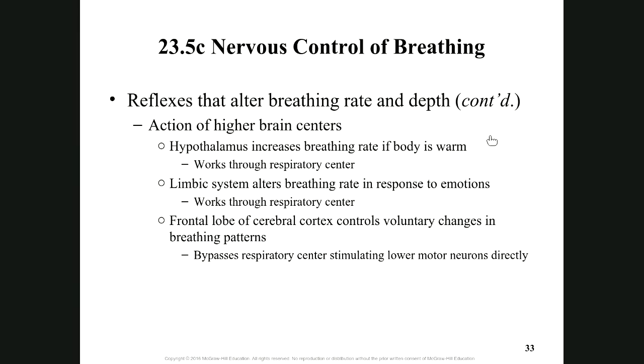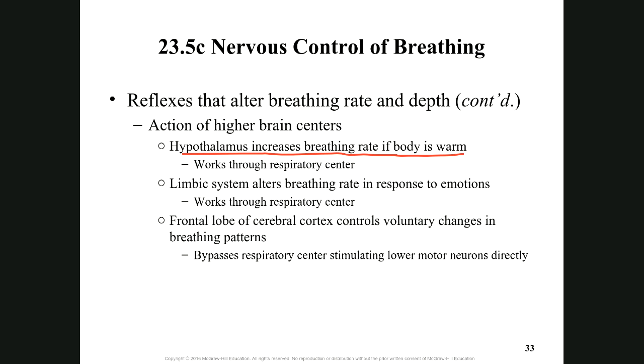Some parts of our brain can change the breathing rate. One of them is our hypothalamus. The hypothalamus increases breathing rate when our body is warm. What happens here? By breathing, we can send more heat out of our body. So this is one response when we are in a hot room, in a hot environment. Your breathing rate increases and you can send more heat out of your body.